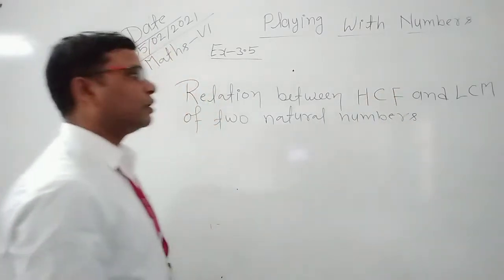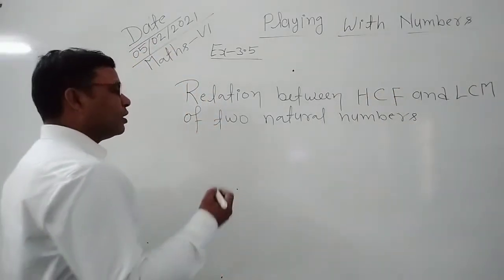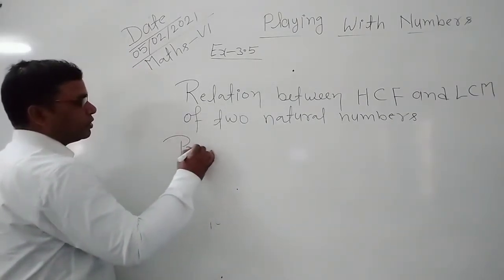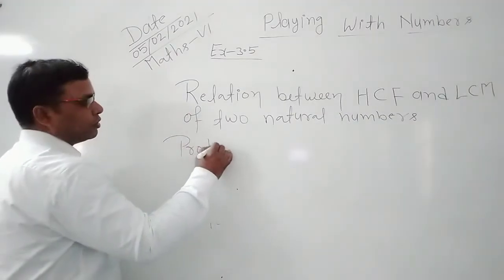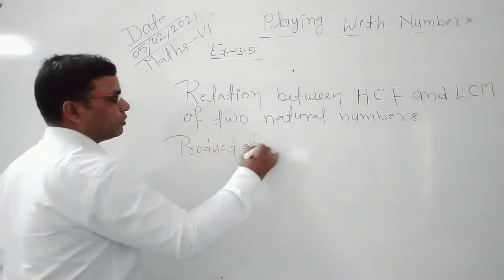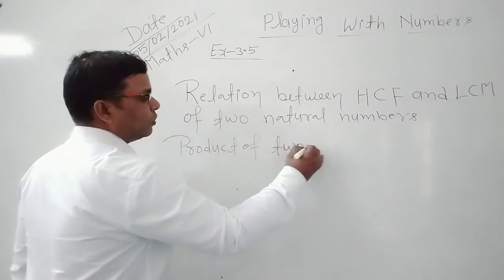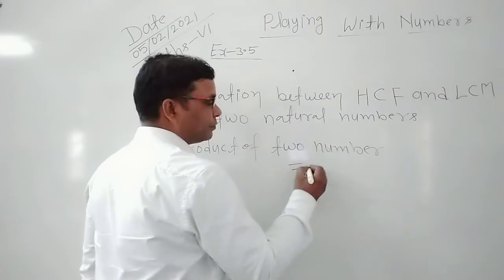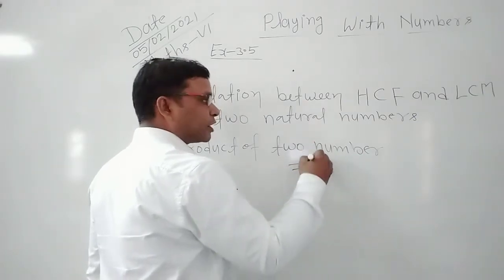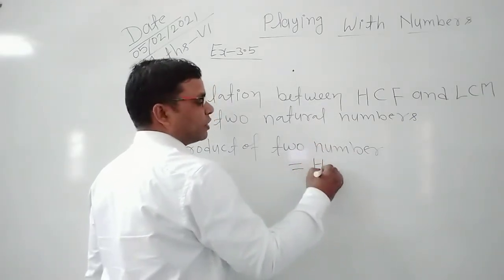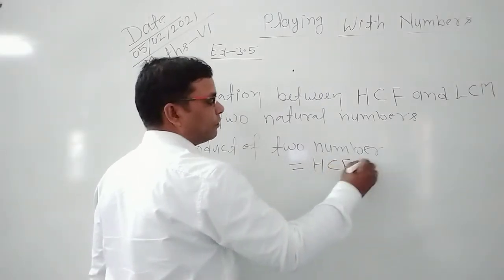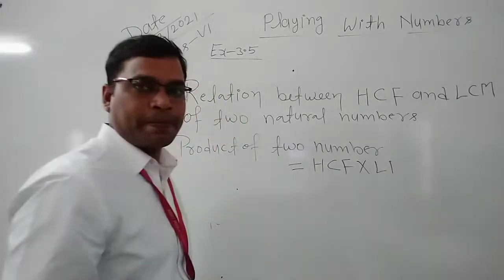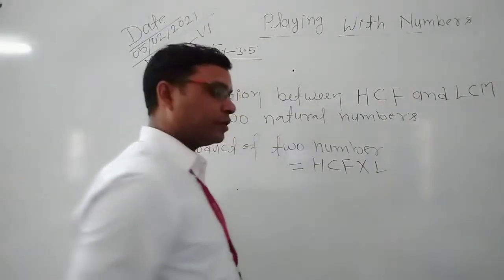Okay, so product of two numbers, this is the relation. Product of two numbers is equal to the product of their LCM and HCF, or you can write here HCF into LCM, the product of LCM into HCF.